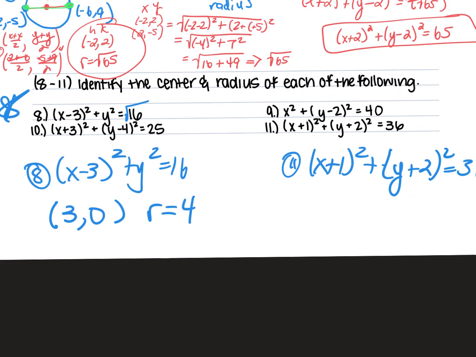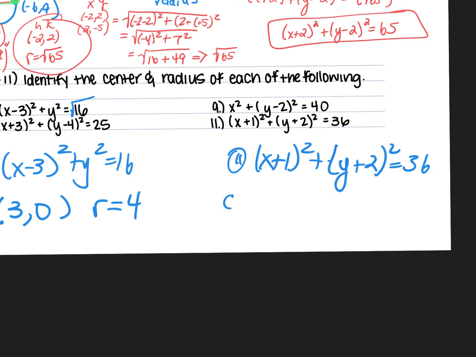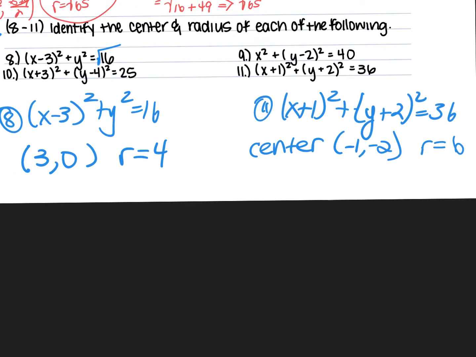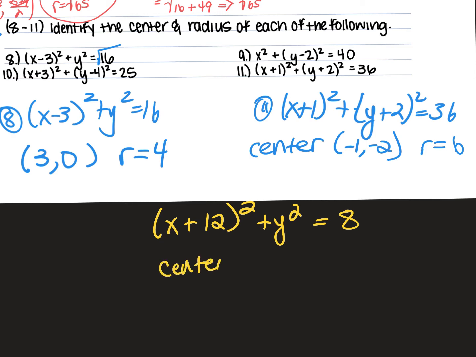What about 11? What's the center for 11? The center is negative 1, negative 2. Remember, we flip our signs. And then what's my radius? 6. Good. What would happen if you had an equation, let's just make up another one that says x plus 12 squared plus y squared equals 8. What's my center here? Negative 12, 0. Okay.